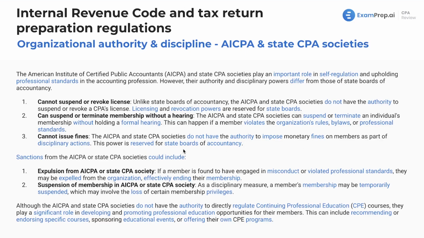Again, that is reserved for the state boards of accountancy. So all of you thought that just because you're taking this exam through NASBA, AICPA, you thought, oh, they were the end all be all. Nope, it's actually the state boards of accountancy that hold all the cards. Well, they each have their own role to play.